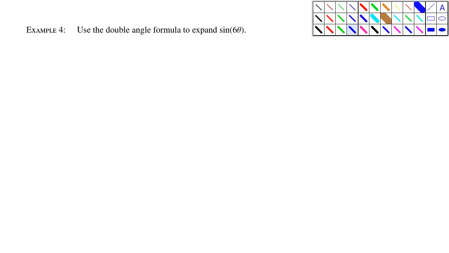Example 4. Use the double angle formula to expand sine of 6 theta. So if I want to use the double angle formula, first let me write the problem, sine of 6 theta. To use the double angle formula, I have to figure out what angle is actually being doubled here. So this is going to be the sine of 2 times some angle. Well, 6 theta is 2 times what? And the answer is 3 theta.